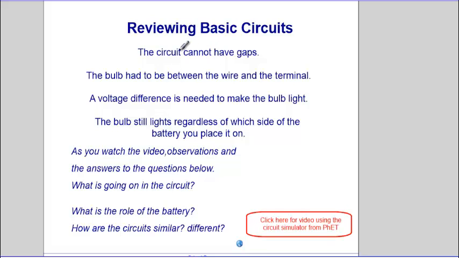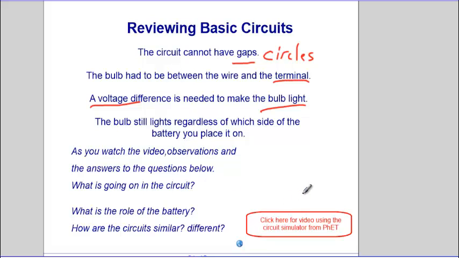Reviewing basic circuits. Electric circuits cannot have gaps because they are circles. If you have a gap, you won't have a movement of charge. The bulb has to be between the wire and the terminal of the battery. So again, you'll have a battery and then a continuous path of conductor, which you put a bulb in the middle of, and it burns. And a voltage or a battery is needed to make the bulb light. And the bulb lights regardless of where you put it in.